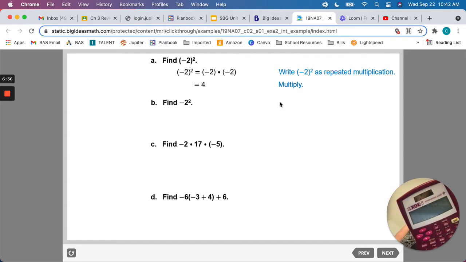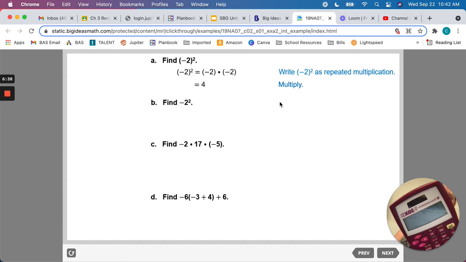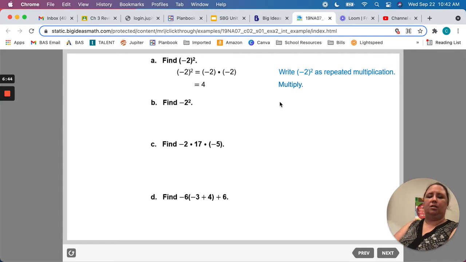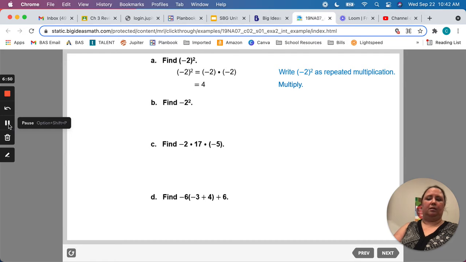Open parenthesis, -2, close parenthesis, squared. And hit enter, and you'll see it's a positive 4. Okay, well, we just did it with your brain. You don't have to use a calculator.